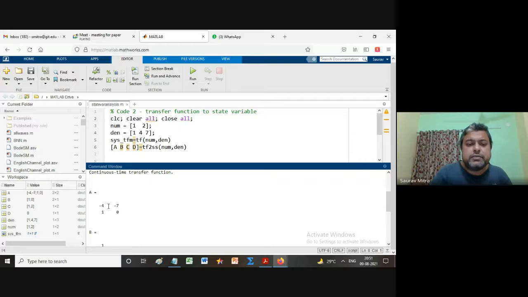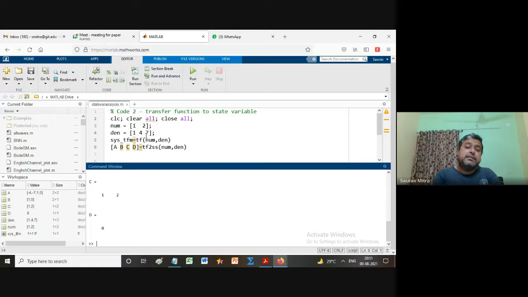So this is again the controllable canonical form. You can write this as 1 0 and -4 -7 also. Somebody can write it as 0 1 -7 and -4. All these are possible, and depending on that the position changes. So this is -4 -7 1 0, and in this case B is also 1 0, C is 1 2, and D is equal to 0.